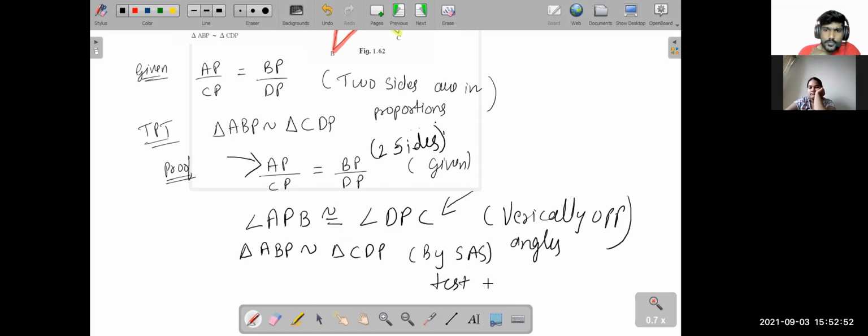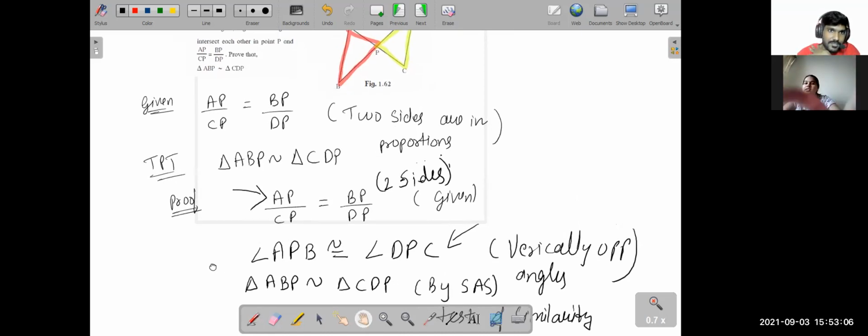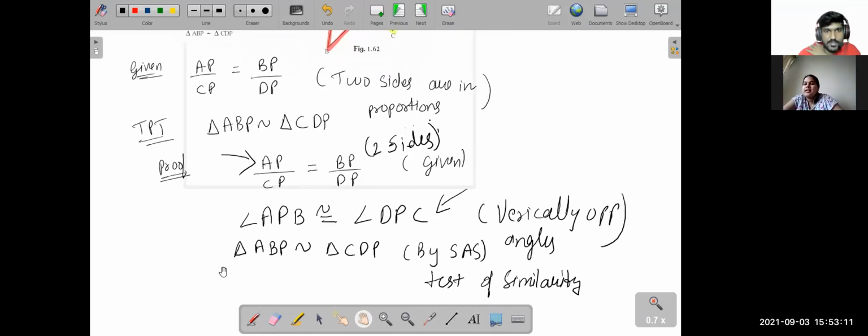This is easy. But when you ask me which test, I'm just guessing and it's going right. It shouldn't happen many times. No, don't guess. That's wrong.